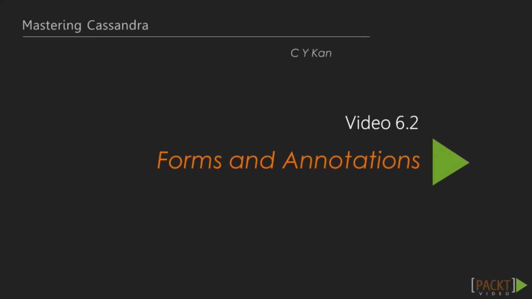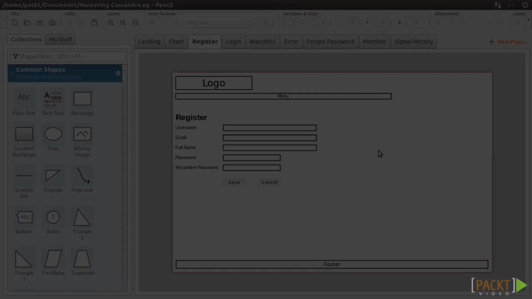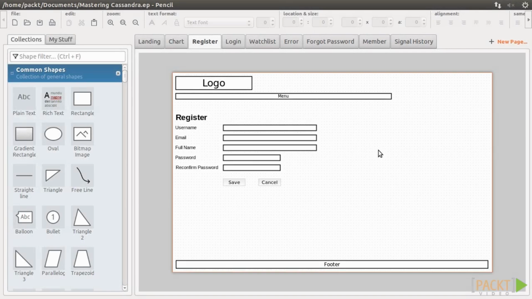Welcome to the second video of this section on forms and annotations. In the previous video, we started to use Spring Web MVC to build our application. In this video, we'll apply the data transfer object pattern to make our MVC application interactive. We'll introduce the tag libs provided by Spring to handle forms. And we'll come up with a foundation controller to handle GET and POST requests typically found in an HTML form. We'll build an input form for a new member to register. The screen prototype looks like this.